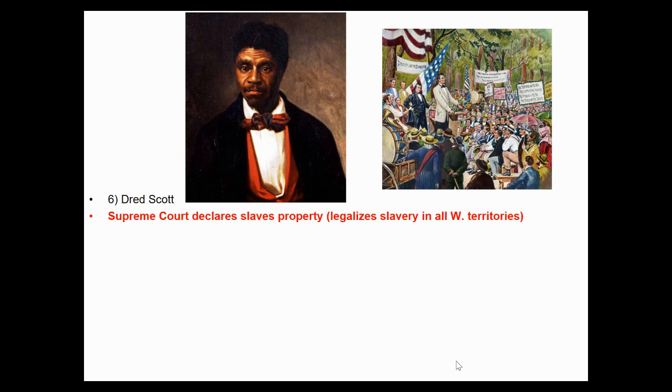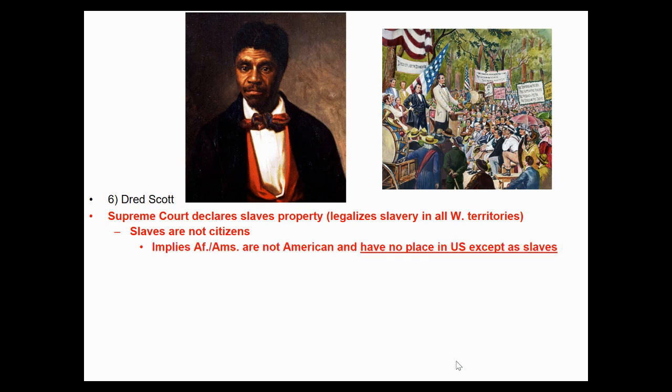In fact, the Supreme Court goes even further, because they want to solve the issue of slavery and ensure slavery is protected, because 7 Supreme Court justices were Southerners. And they said that slaves are not citizens. In fact, it implies that Africans, in the court decision, said they are not American and they have no place in the United States except as slaves.